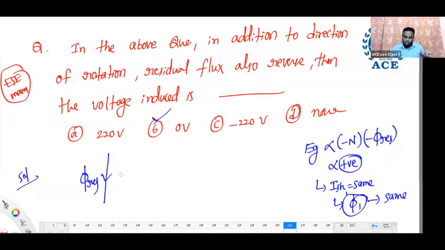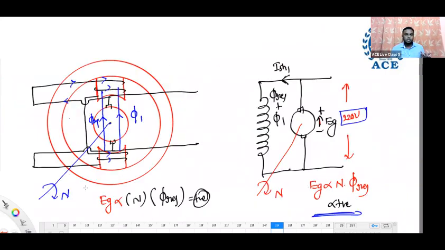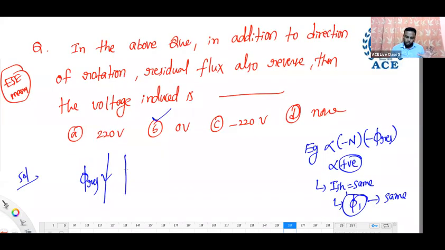This diagram you should not forget. Phi1 the same means it is upward. Like this only, phi1 is there in the upward direction. Now what is the resultant flux here? Increasing or decreasing? Decreasing. So finally the EMF is also 0. No voltage builds up here. Clear?